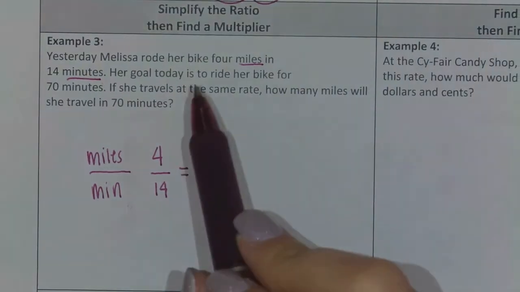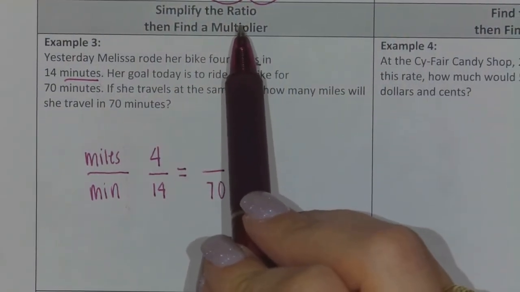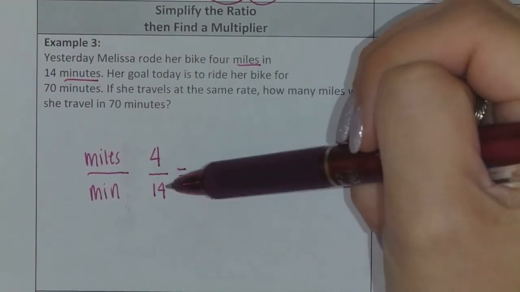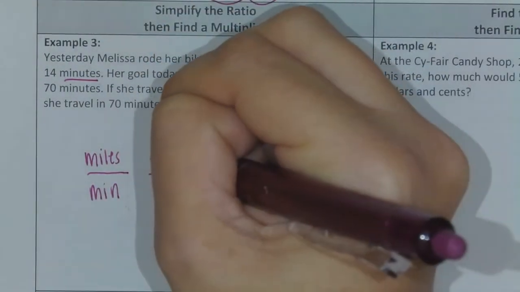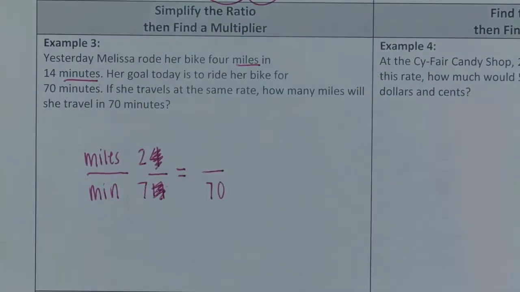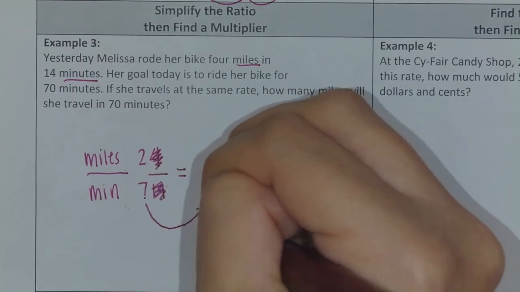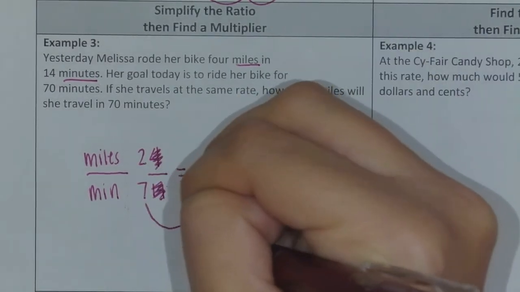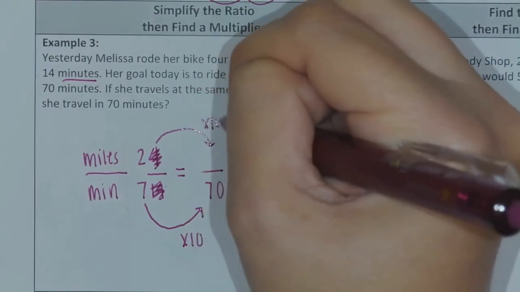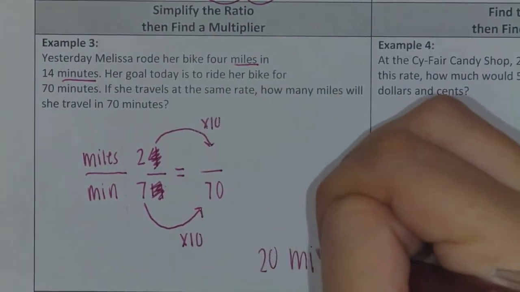So what you can do is if you don't see a good scale factor, try simplifying the ratio that you do have. I see that I can simplify 4 and 14. They both have this factor 2 in common. So that would become 2 miles in 7 minutes. And when I do that, a scale factor jumps out to me and I say, okay, well, I can do 7 times 10 gets me to 70. What I do to the bottom, I have to do to the top. So 2 times 10 would give me 20 miles.